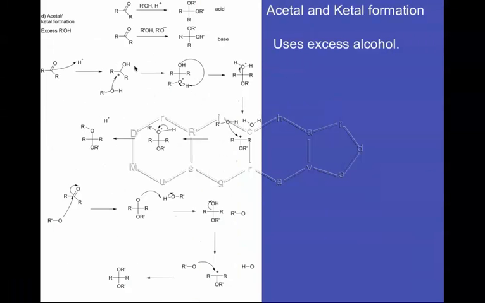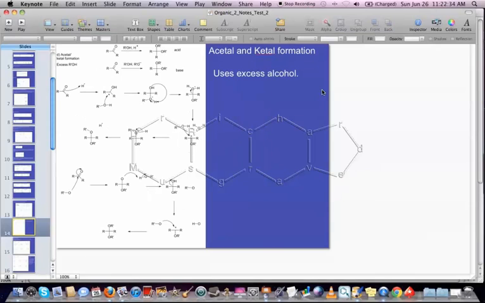I would now like to take a look at acetal and ketal formation, and in contrast to the hemiacetals and hemiketals, what we're looking at here is use of excess alcohol. So that's what we're looking at, excess alcohol here, and that will end up giving us products where we have two O alkyl groups attached to the C where the carbonyl group was located. Let's take a look at the mechanisms of those.